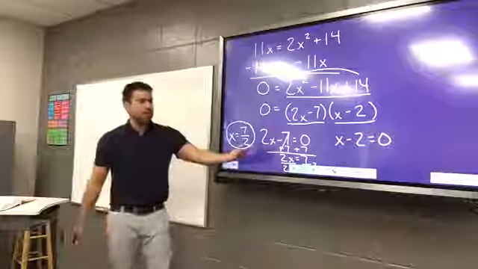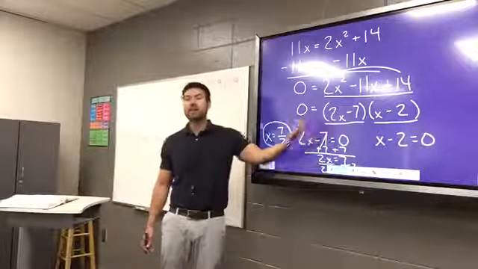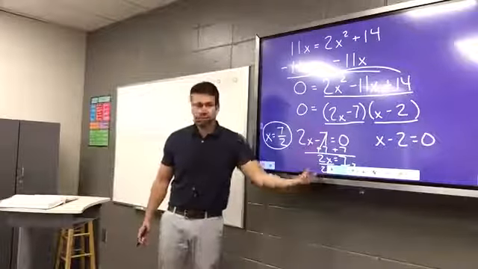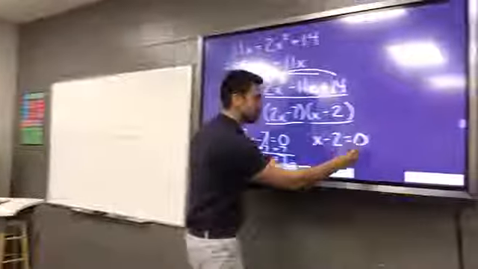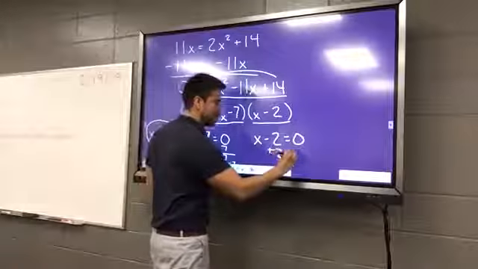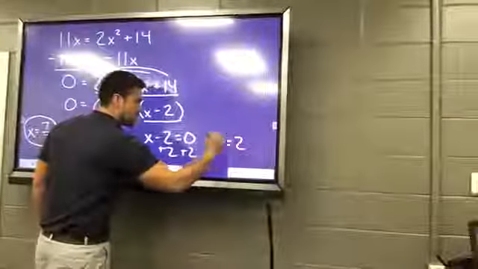On this one, it's not negative 7 halves. It's not 2 sevenths. It's not negative 2 sevenths. It's positive 7 halves. It has to be that. And then how do you solve for this one? Just add 2. You get x equals 2.